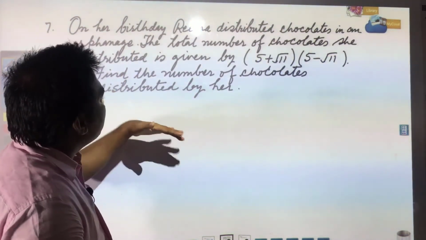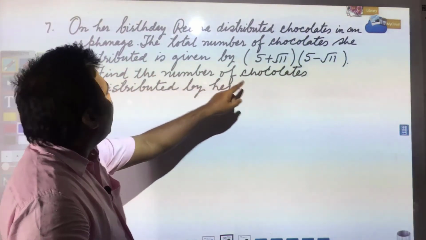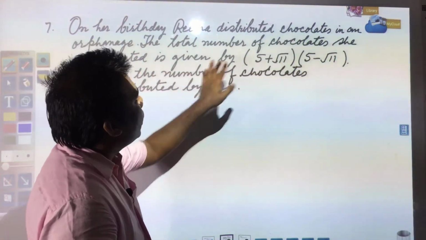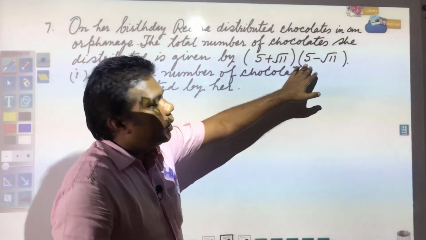The second question is so easy that is why I have not written it. First question only I have written of this. Find the number of chocolates distributed by her. Total number of chocolates will be what? The product of these two numbers.